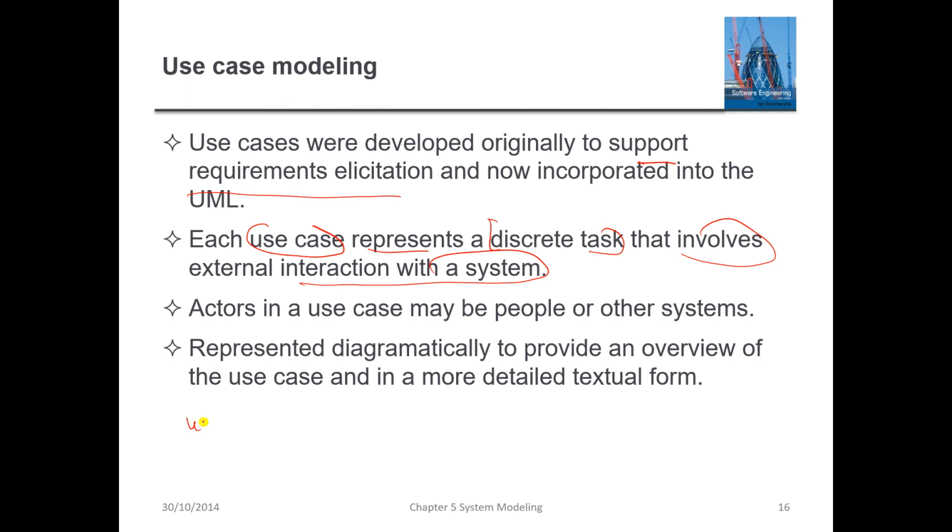A use case has an actor, whose symbol is a human figure. An actor in a use case may be a person, or another system can also be an actor. It is represented diagrammatically to provide an overview of the use case, along with its more detailed textual form.